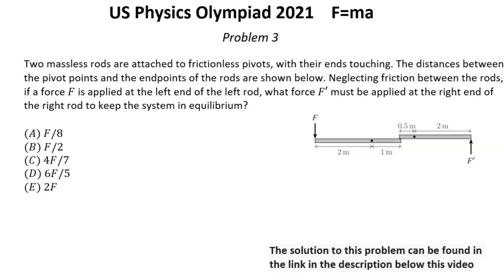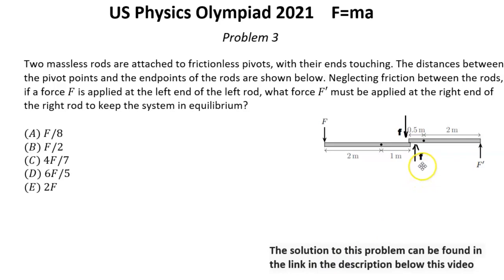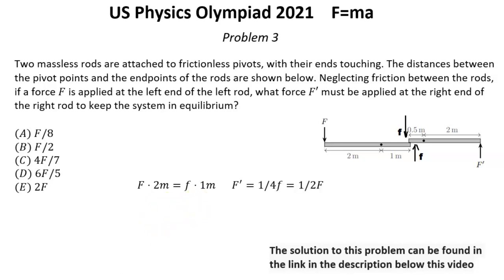Let's show the normal force between two rods. That's a small f acting on the right end of the left rod and on the left end of the right rod. To maintain equilibrium for the left rod, we must apply this equation. For the left rod, we have equilibrium: big F multiplied by 2 meters equals small f multiplied by 1 meter. For the right rod, we have small f multiplied by 0.5 meters equals F prime multiplied by 2 meters. From here we have small f equals 2 big F and F prime equals 1/4 of small f, which is 1/2 of big F. And this is the answer B, and that was the solution for problem number 3.